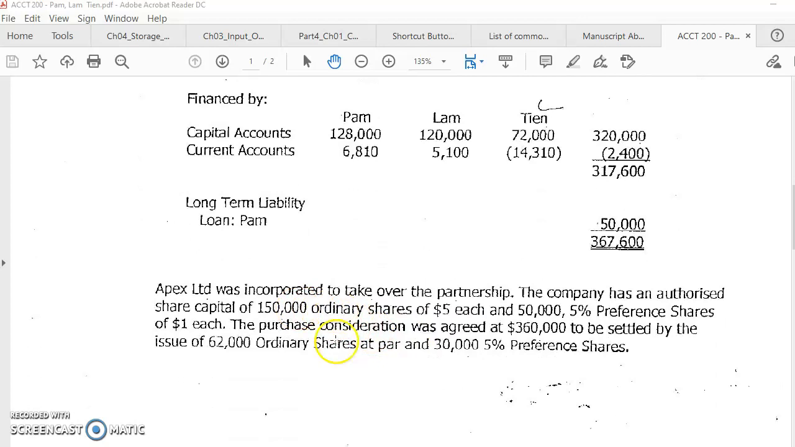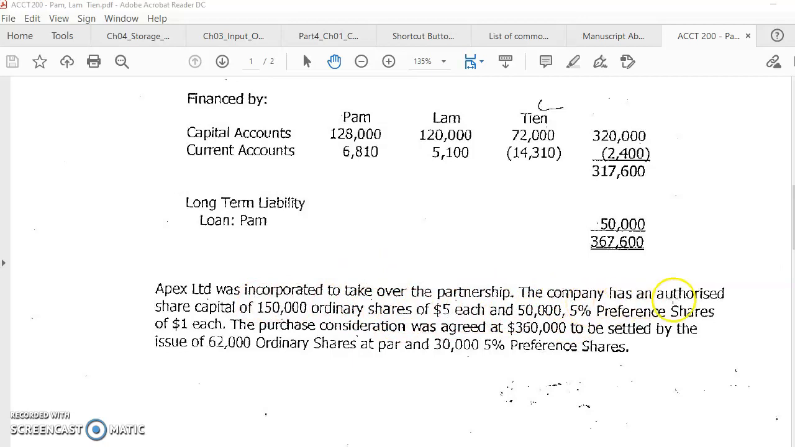The question goes on to state that Apex Limited was incorporated to take over the partnership. So there's a possibility that the partners created a company to enjoy the benefits of such a business structure. They created this company called Apex Limited, and they're going to use this company to take over the partnership firm.